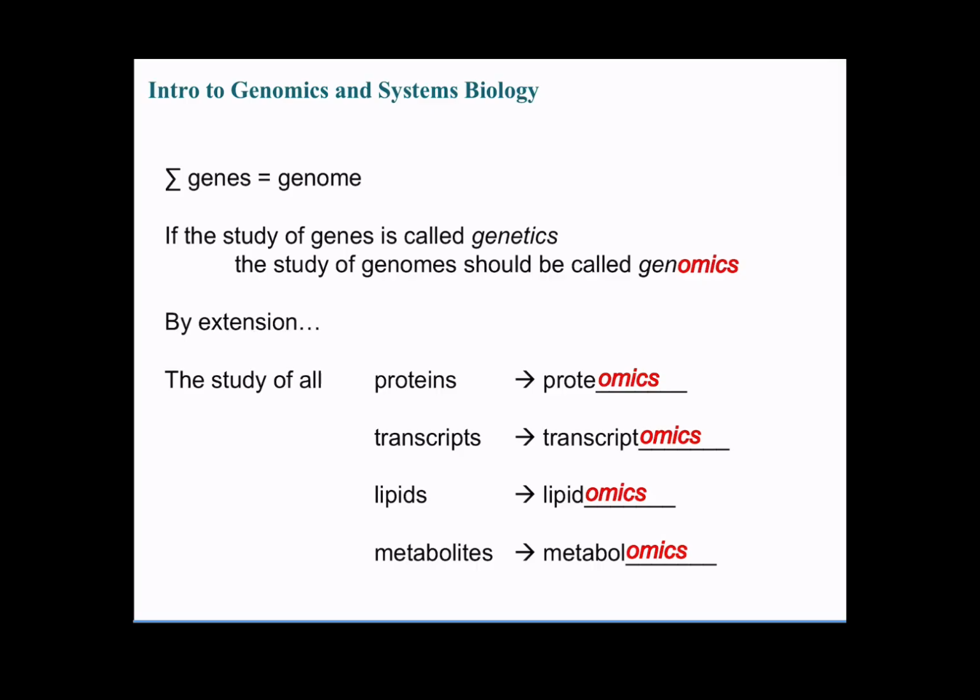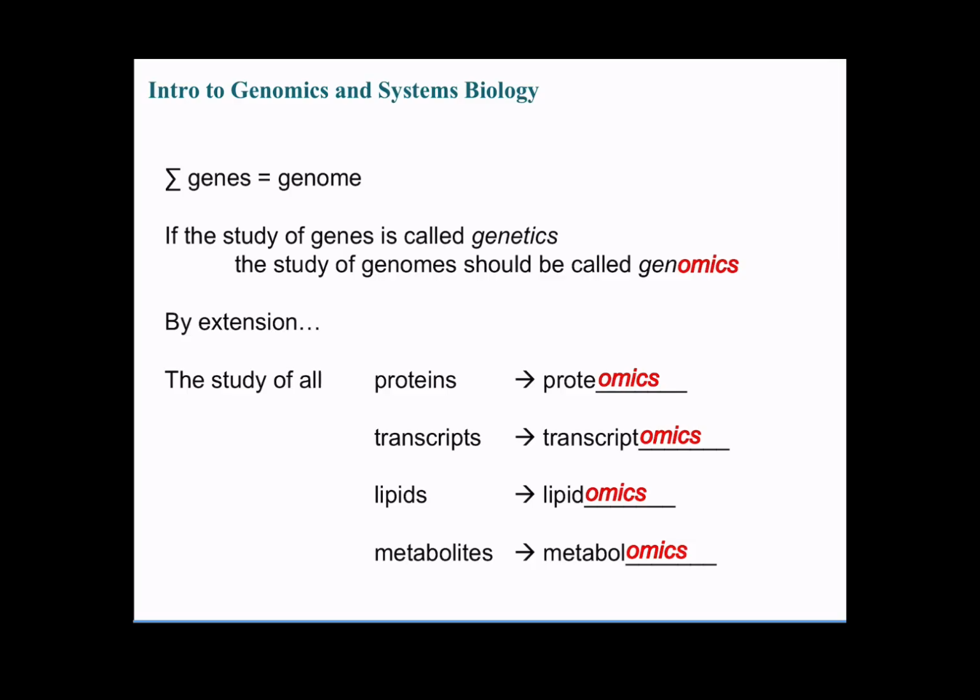So this idea of omics in biology is simply tied to the fact that newer technologies now allow us to look at all of the molecules of a given type within a sample. It used to be that we had to look at things one by one, and now we can look at all of them at once.